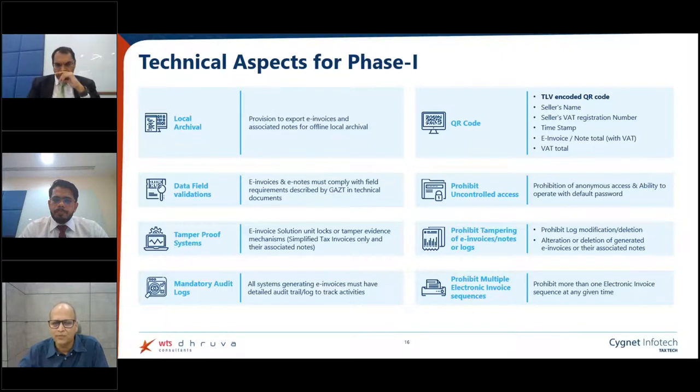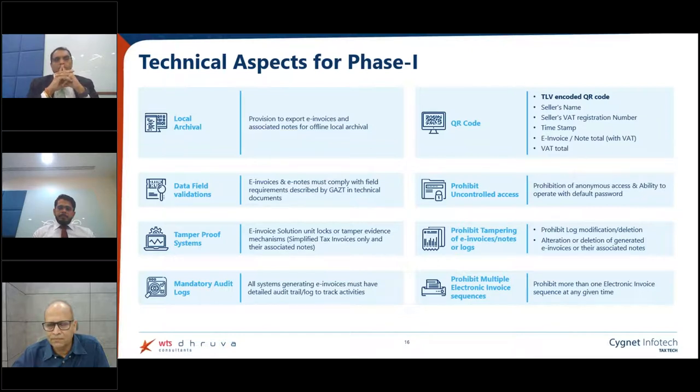Yes, Akash, please continue. I think this was very rightly highlighted by Neeraj. This QR code needs to be encoded in a TLV format. So all the 5 fields which are required to be part of the QR code in phase one should be encoded in TLV, and probably GAZT might come up with a mobile app or some other service using which the buyers could scan that QR code. So that's an important note on the QR code.